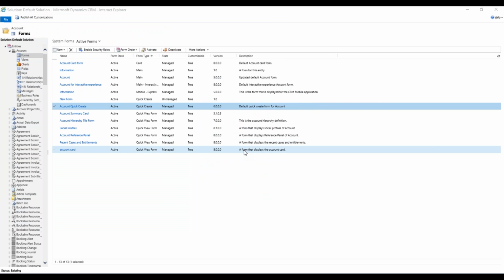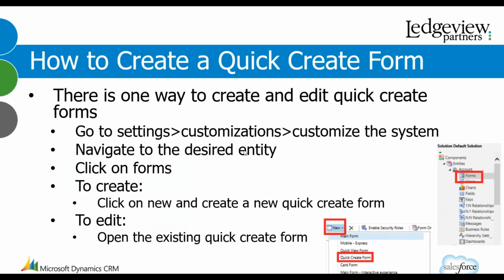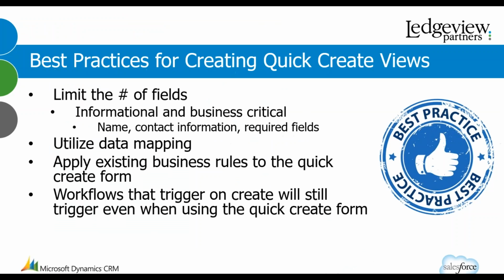So we're going to leave this page. We're going to jump back into our PowerPoint presentation. So some best practices for creating quick create views: you really want to limit the number of fields to really informational and business critical. For example, with a contact, you really want to make sure you get their first and last name, the account they're associated to, their email address and phone numbers, and then some address information.